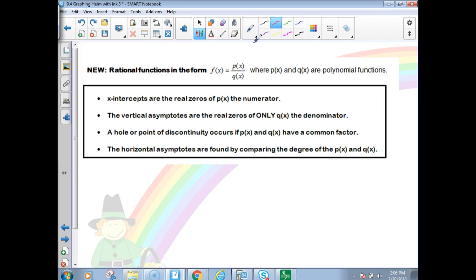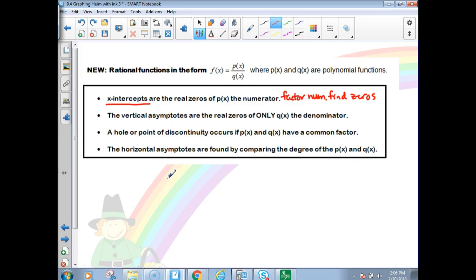Okay, so the way that you're going to look at them is: x-intercepts are the real zeros of p of x, the numerator. So what would you do? You would factor the numerator and find zeros. Make sure you can read that. Factor numerator, find the zeros. Those are going to be your x-intercepts.